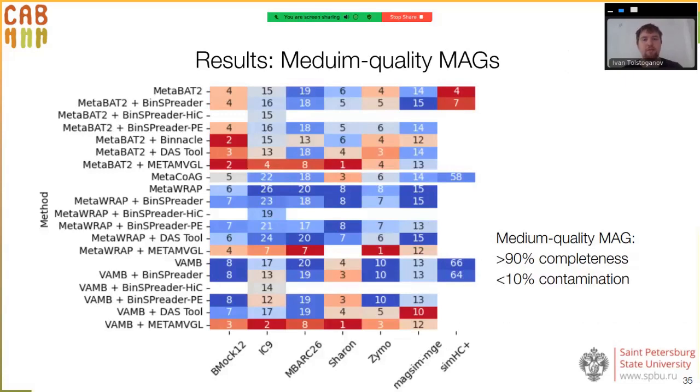So the other important metric is the number of medium quality MAGs. The medium quality MAG is a MAG with less than 10% contamination and at least 90% completeness. Here, all refiners, including BinSPreader, rarely increase the number of medium quality MAGs. So based on completeness and contamination metrics alone, refiners do not do much.